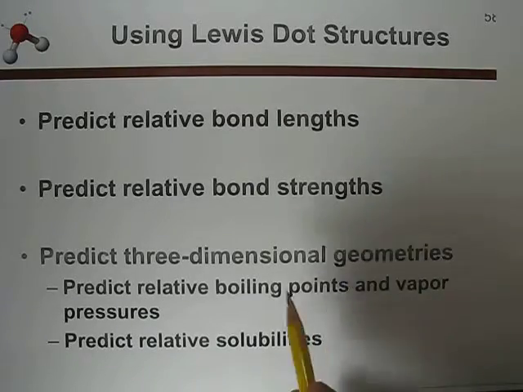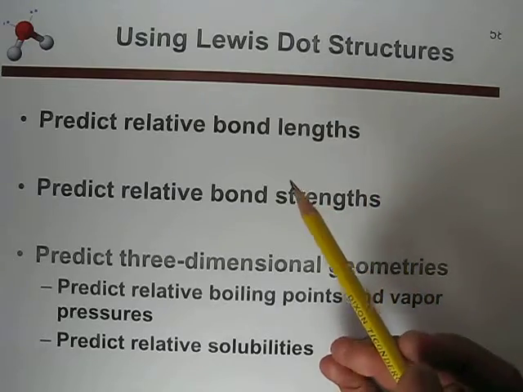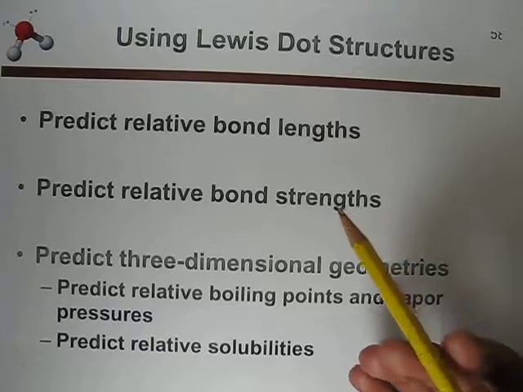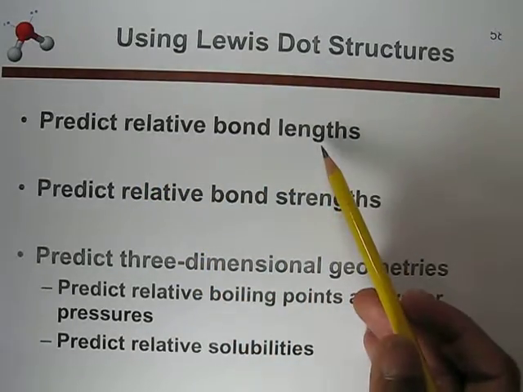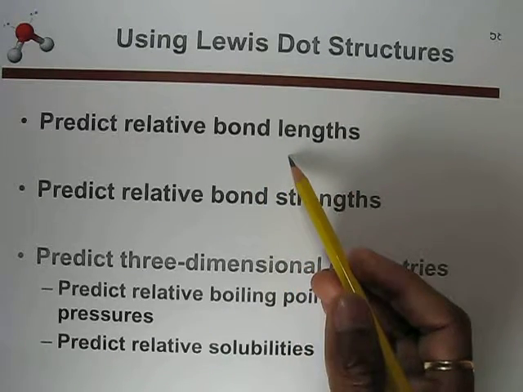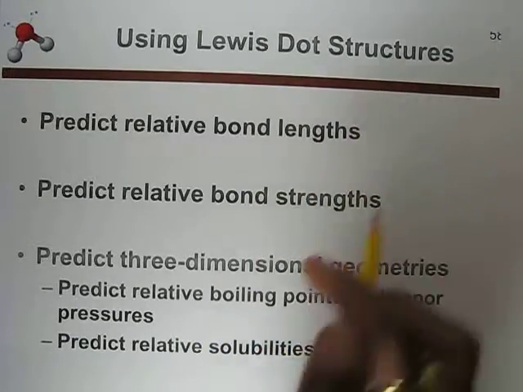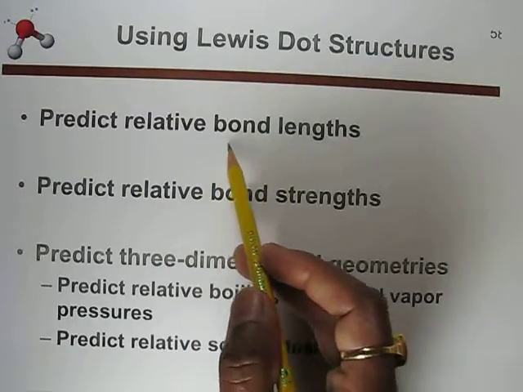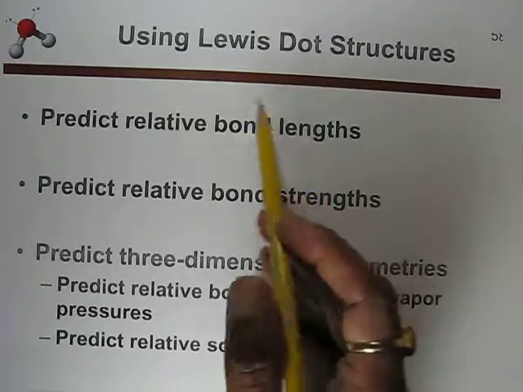So in this video we will study some applications of the Lewis dot structure, how to use it, and what information it can provide. The Lewis dot structure can provide relative bond length, meaning which bond is short and which is long, the shortest distance between the two atoms. Bond length information can be obtained from the Lewis dot structure.